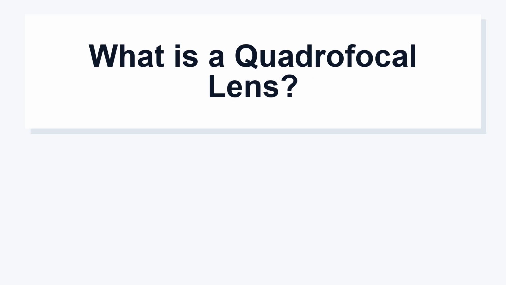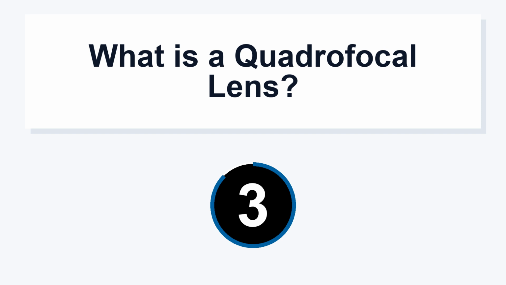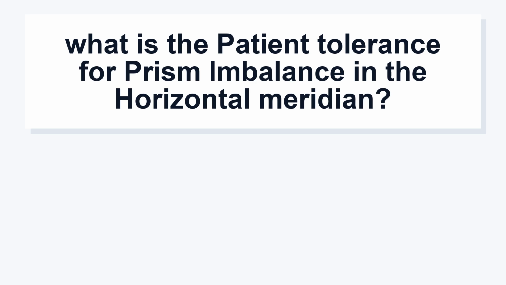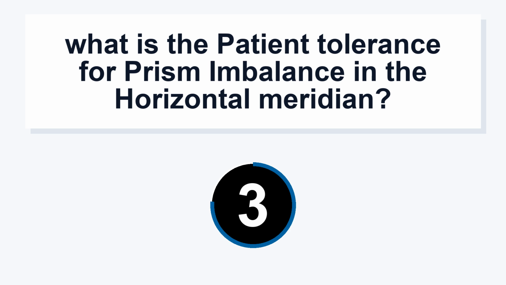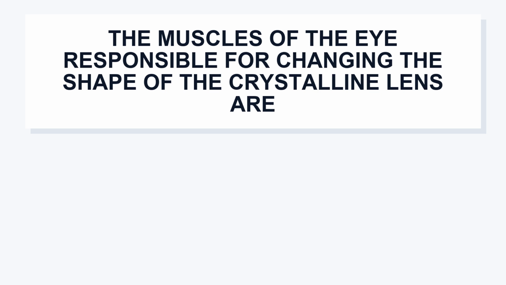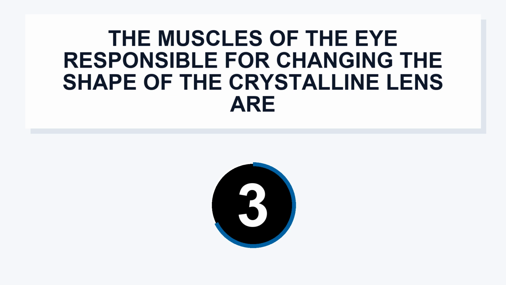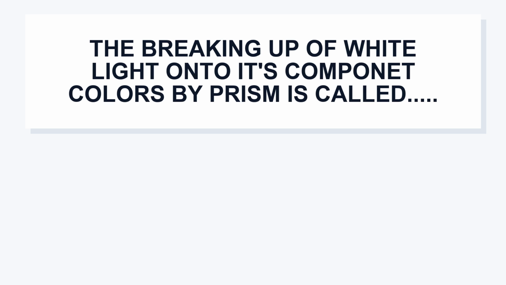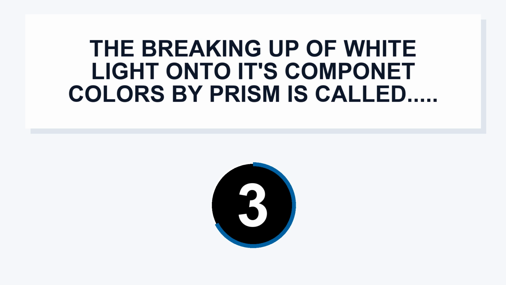What is a quadrifocal lens? A trifocal with an inverted FT bifocal. What is the patient tolerance for prism imbalance in the horizontal meridian? 2/3 prism diopters. The muscles of the eye responsible for changing the shape of the crystalline lens are ciliary muscles. The breaking up of white light into its component colors by a prism is called dispersion.